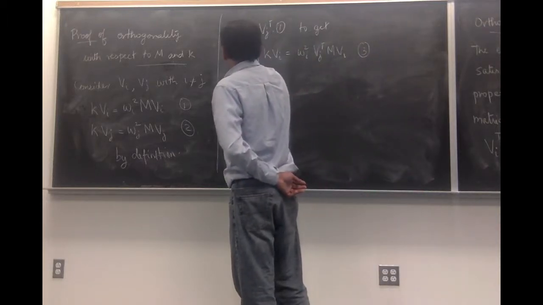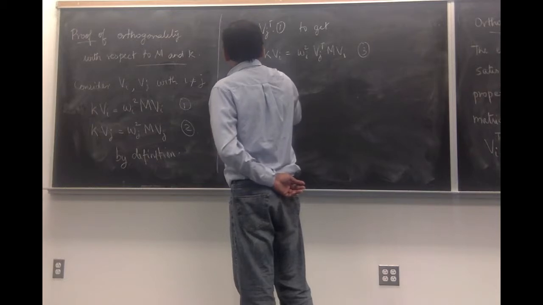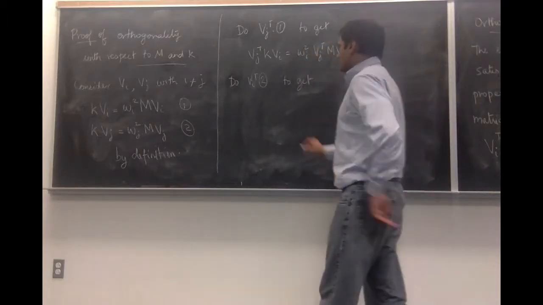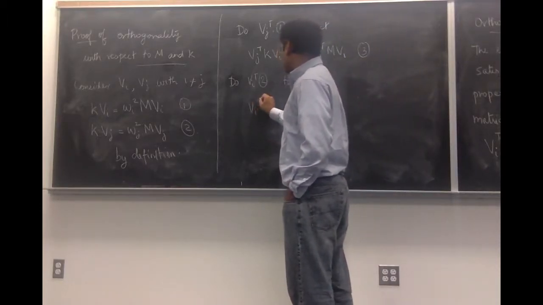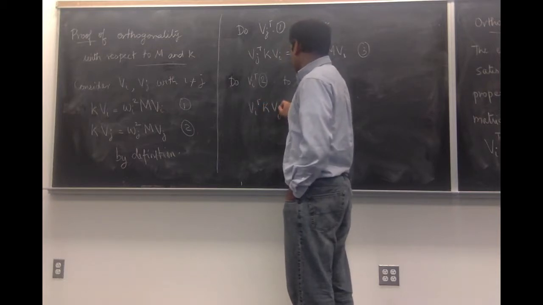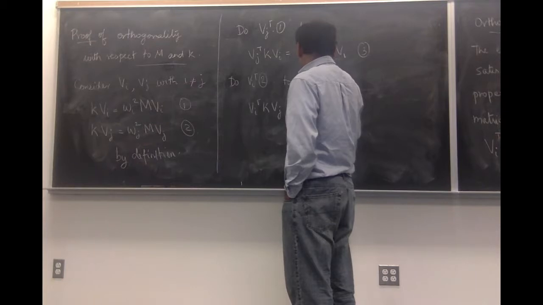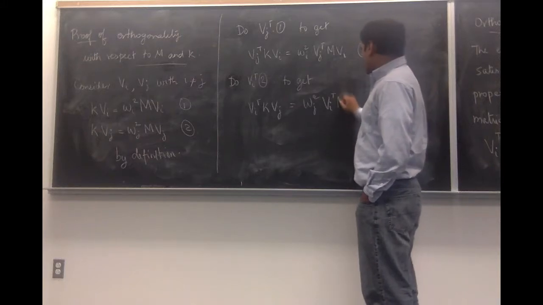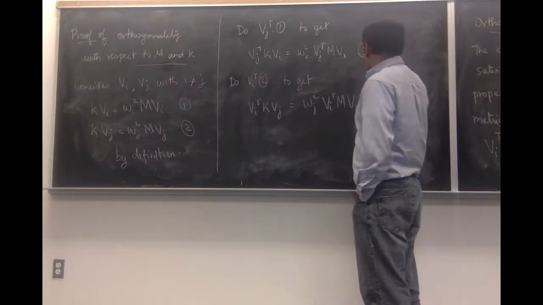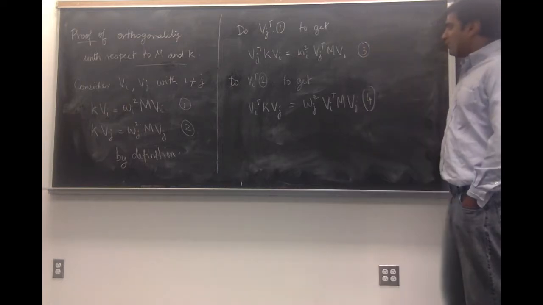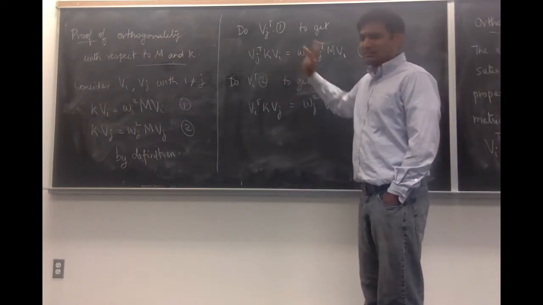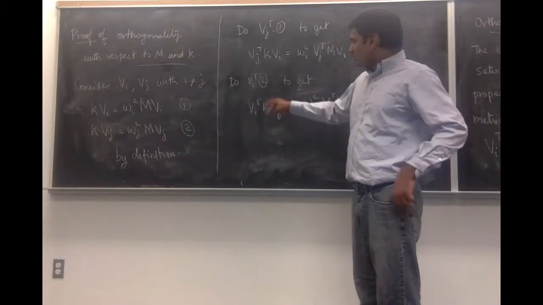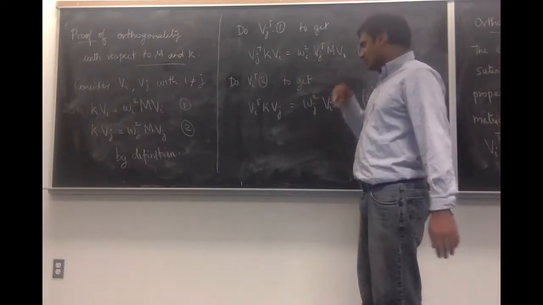Similarly, we can do the Vi transpose and equation number 2 to get the following thing, namely Vi transpose K Vj equals omega j square Vi transpose M Vj. It's going to be equation number 4. Now, notice that these two equations have the i's and j's in opposite order. It would be nice to get them in the same order so that you can subtract them and cancel out terms perhaps and so on.